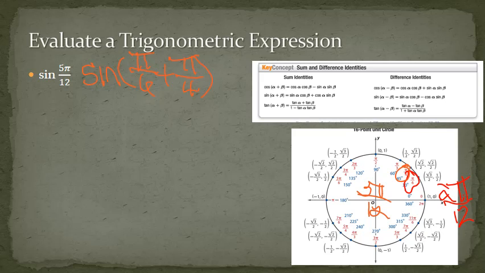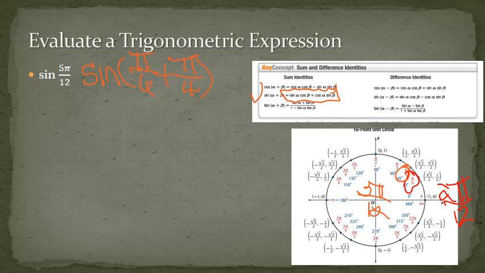Now, I'm going to identify that the identity that I'm going to use is this one right here, where I've got the sine of alpha plus beta. And that equals the sine of alpha times the cosine of beta plus the cosine of alpha times the sine of beta. So this is what we're going to be using right here. So let's just substitute and fill that in.